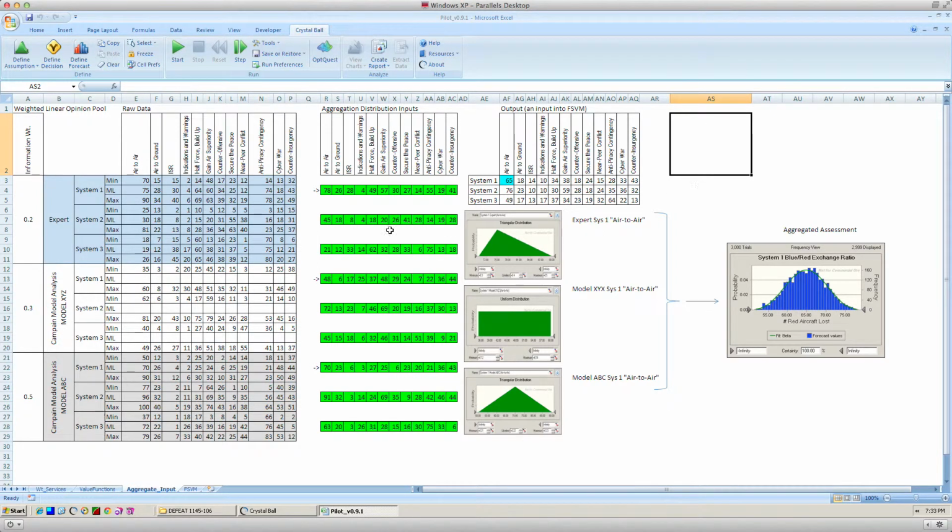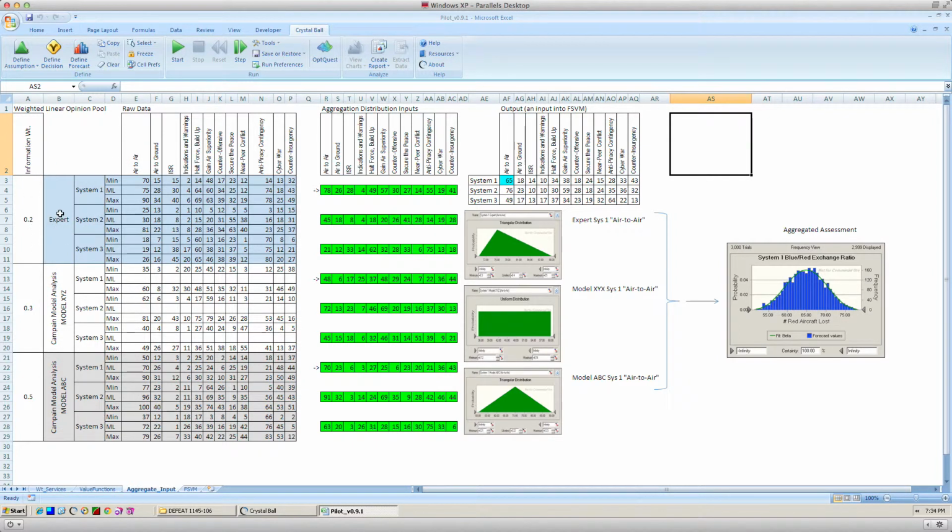This is an example of the weighted linear opinion pool, and we can combine scores in data by simulation using the linear opinion pool.